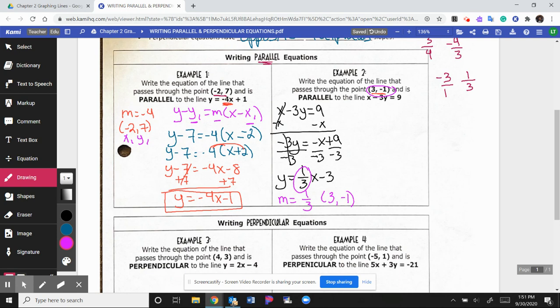So now I'm right back where I was before in example number 1, and I can substitute all of this into point-slope form, y - y1 = m(x - x1). Please pause the video, take this information and substitute it in here, and get it into slope-intercept form.